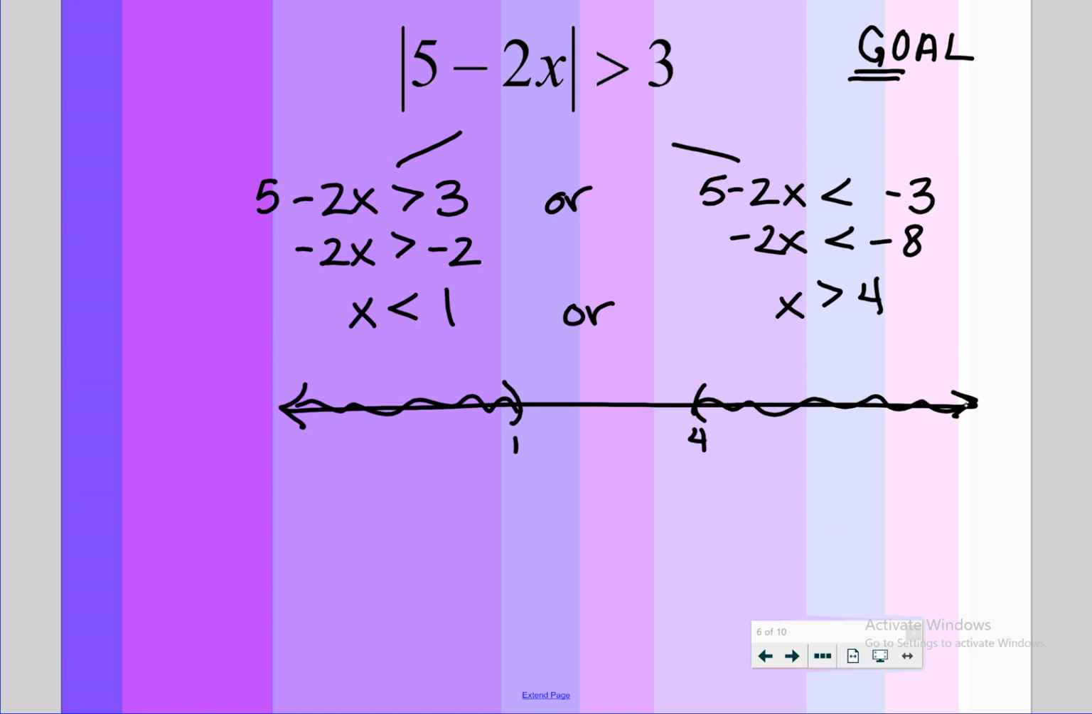Or, it's just whatever is shaded is my answer. Only if it's an and are we worried about if they intersect or not. So my answer is negative infinity to 1, everything's going to have a parentheses, union 4 to infinity. Questions there?